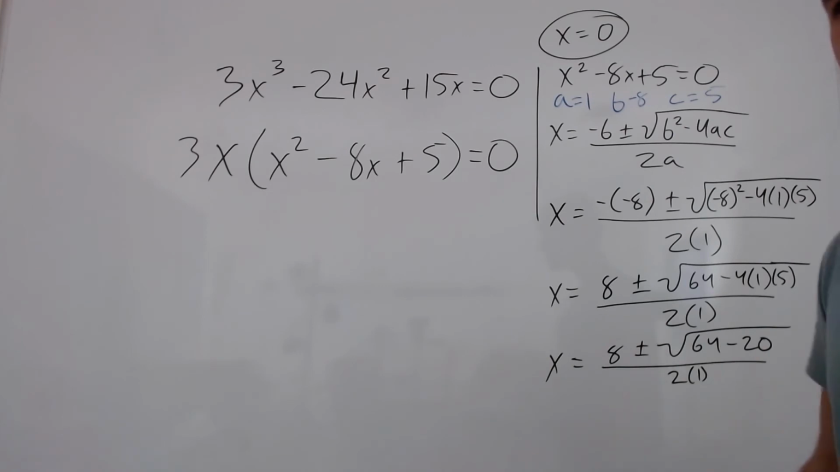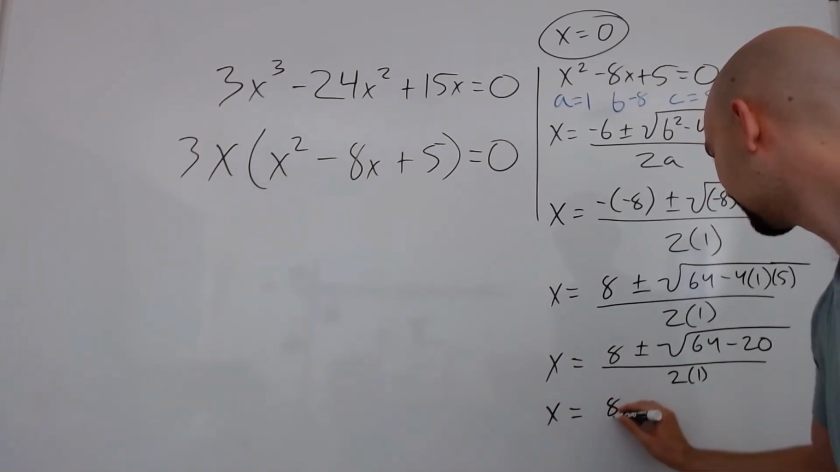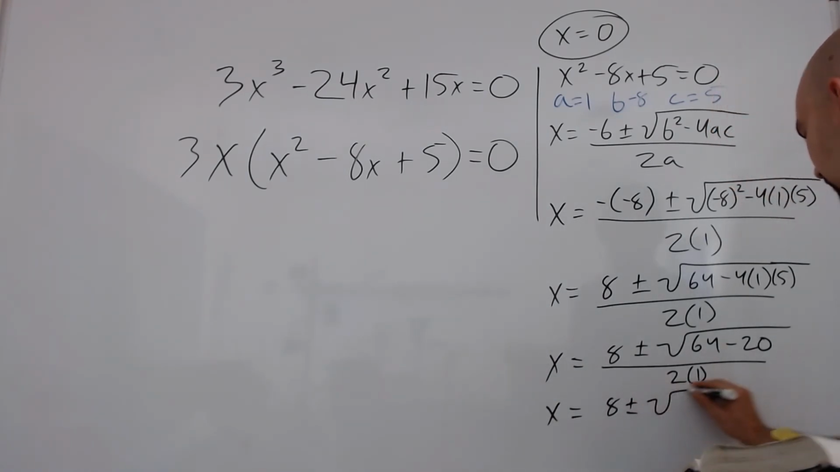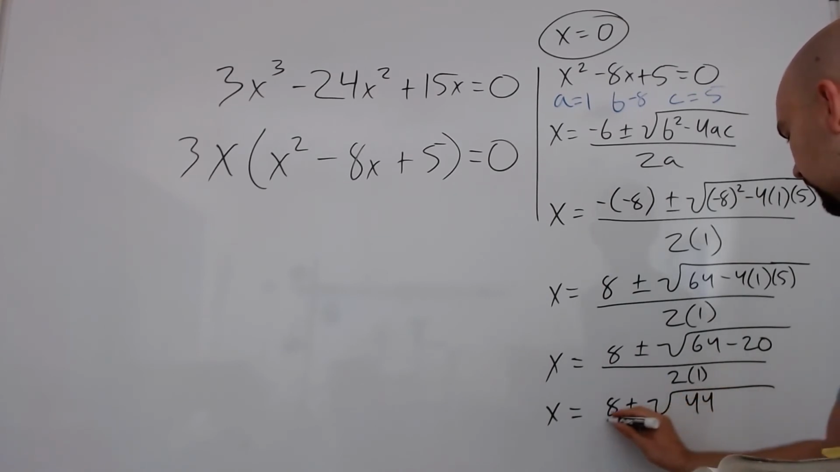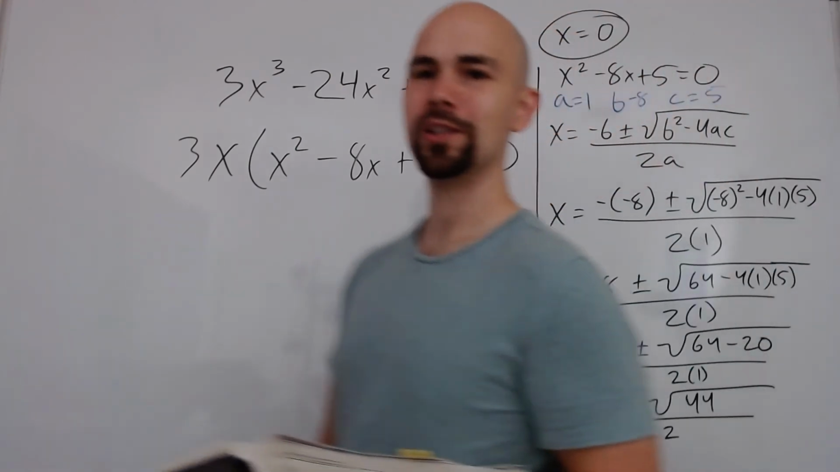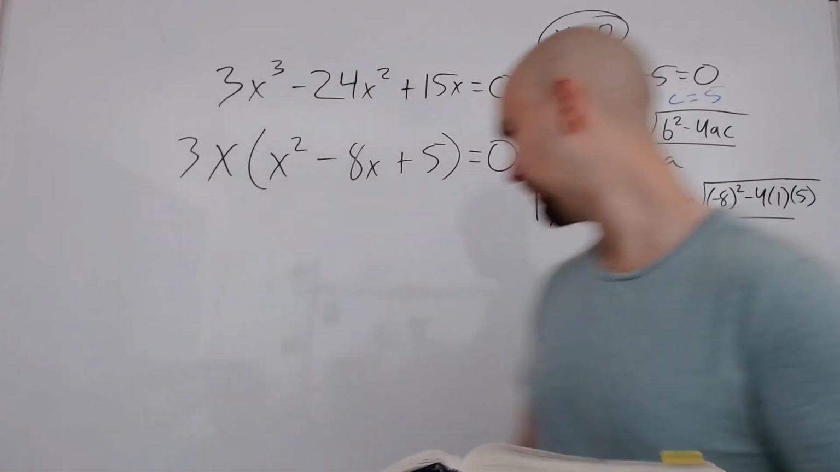Okay. Then, I may run out of room. x equals 8 plus or minus the square root of 44 over 2. These quadratic formula problems take so much space. Now, I've got a bit of an issue, which is, what on earth is the square root of 44? Well, let's go back to another lesson.